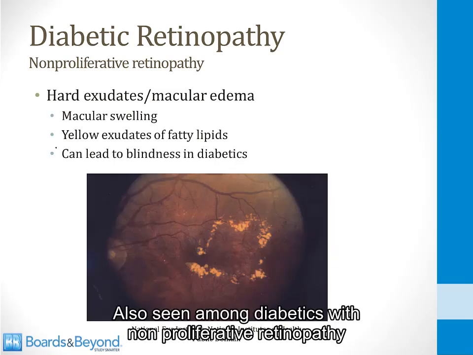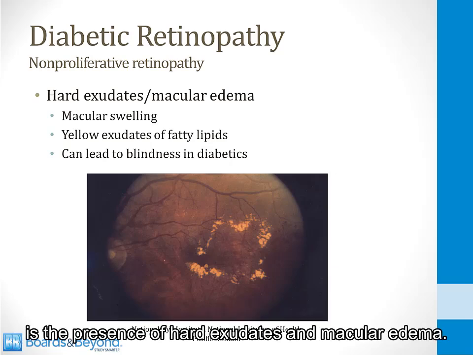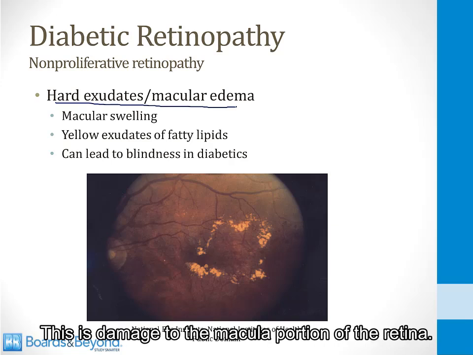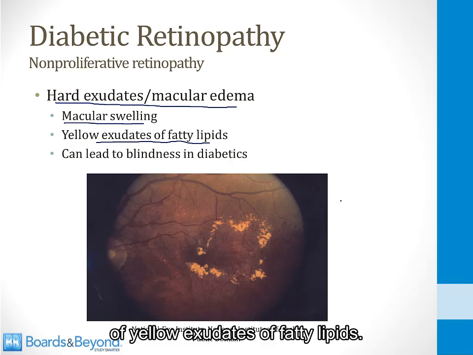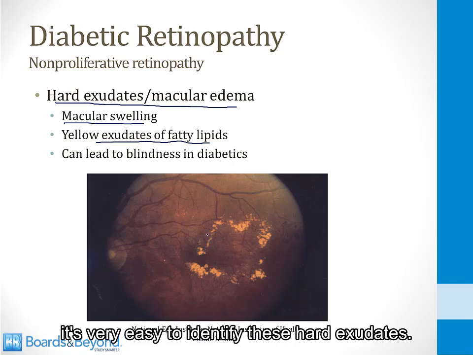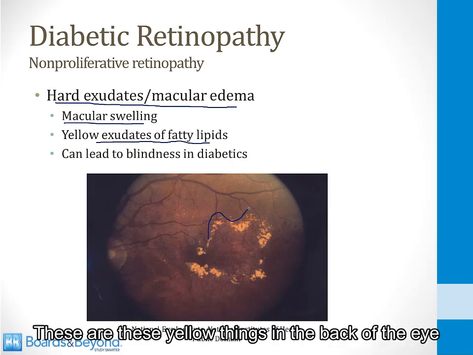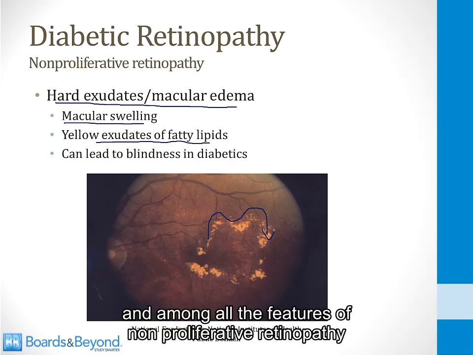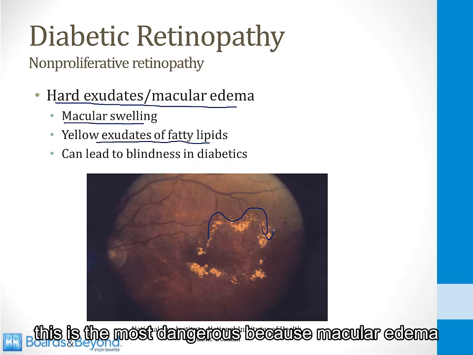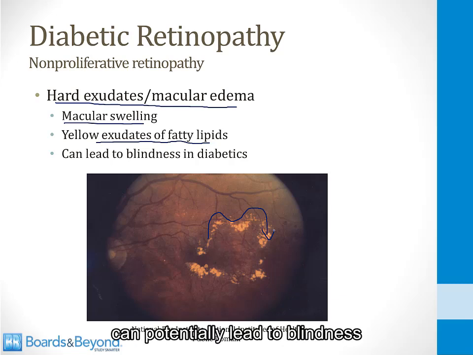Also seen among diabetics with non-proliferative retinopathy is the presence of hard exudates and macular edema. This is damage to the macula portion of the retina. It's caused by macular swelling that leads to accumulation of yellow exudates of fatty lipids. If you look at this image on the screen, it's very easy to identify these hard exudates. These are these yellow things in the back of the eye. That is evidence of macular edema, and among all the features of non-proliferative retinopathy, this is the most dangerous because macular edema can potentially lead to blindness among patients with diabetes.